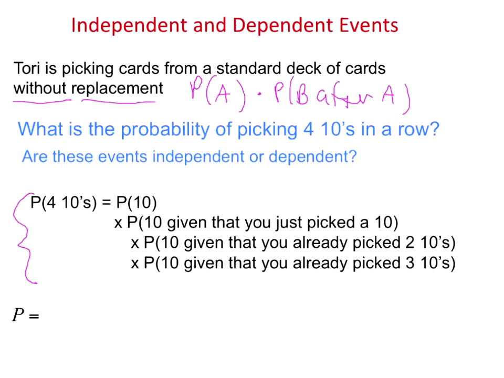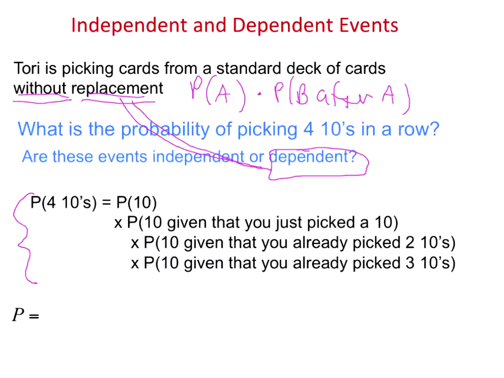Are these events independent or dependent? Okay, you're not replacing them. You pick one, and then you're picking a new one, and then a new one, and then a new one. You're not replacing it. So these are dependent. It depends on what you get the first time. It's going to change your odds about your second pick. It's going to change your odds for the third pick.